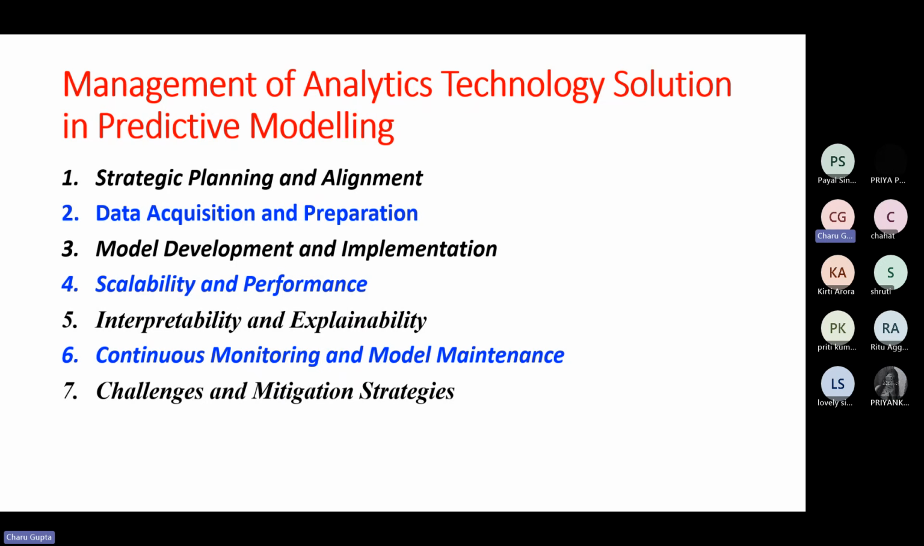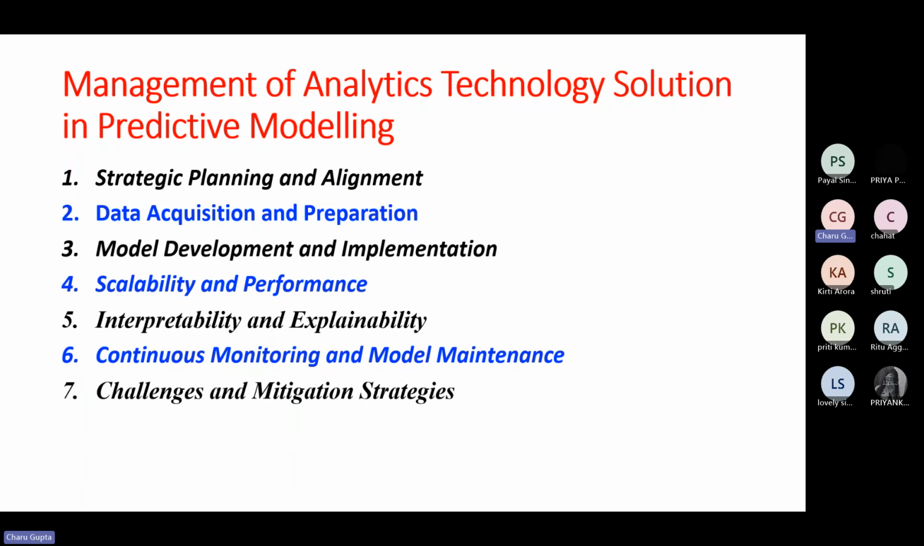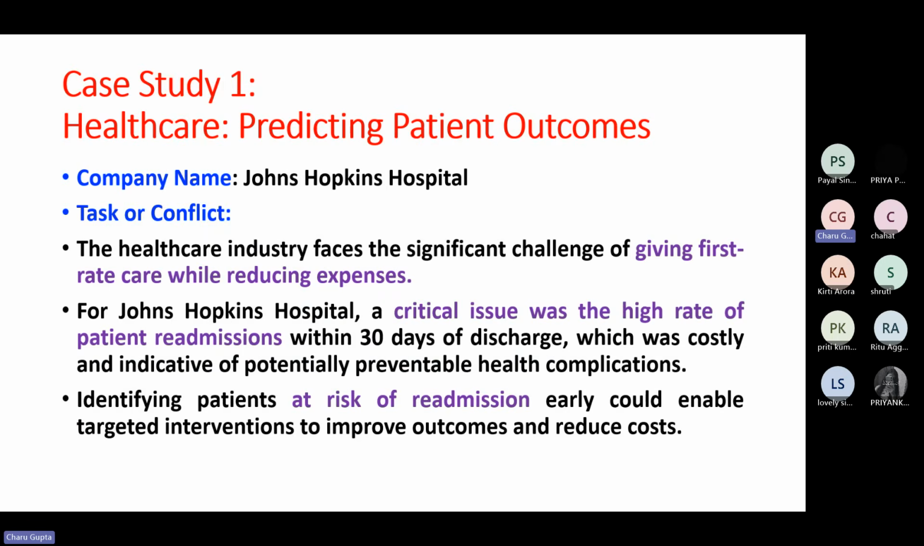Next is, what are the analytics solutions? What are the different ones? The first one is data strategic planning and alignment, data acquisition, model development, scalability, interpretability, continuous monitoring, and model maintenance. This is an important part, that whatever technology we have incorporated, it requires continuous monitoring and its maintenance. And the next one and the last one is challenges and mitigation strategies.